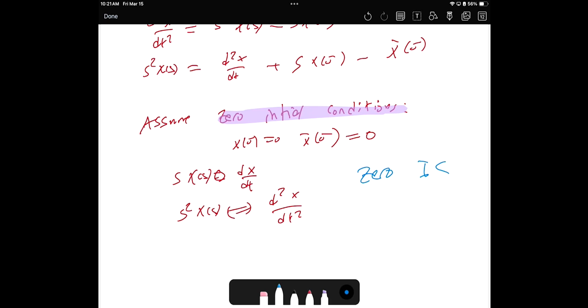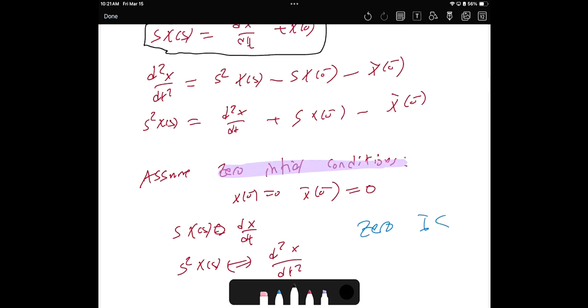So you can see that s is actually like an ideal differentiator. So s makes the derivative, s squared the second derivative, s cubed the third derivative.